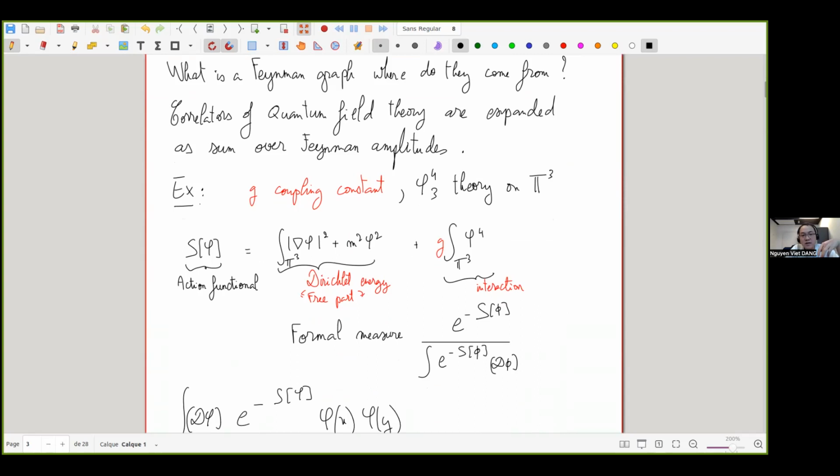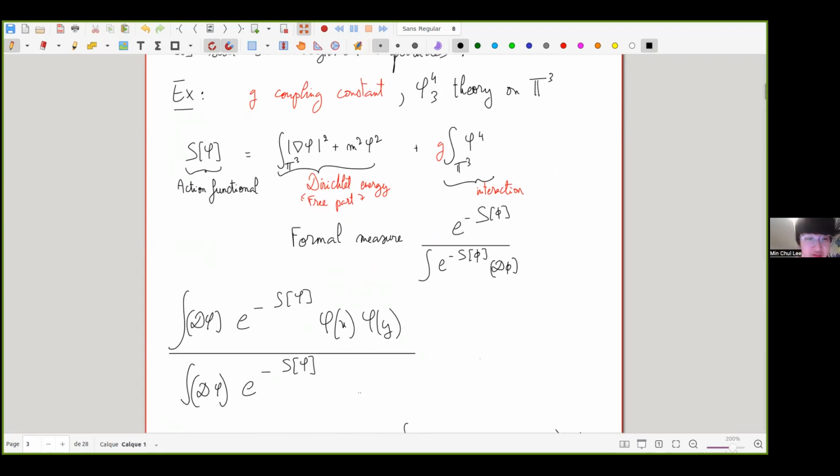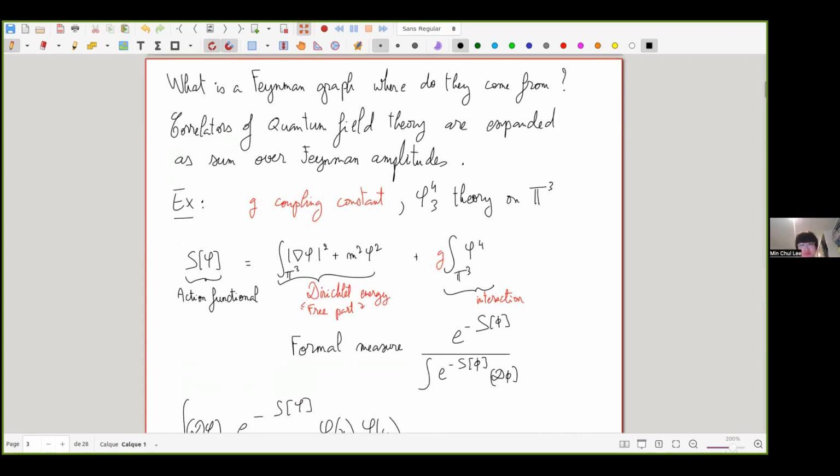So let me give you an example which is relevant in our context. I'm going to talk about the Phi43 theory. Here the coupling constant G is said to be positive, right? But it's perturbative. This first part is perturbative, so G is like a formal parameter.